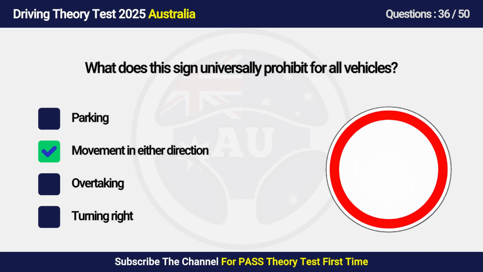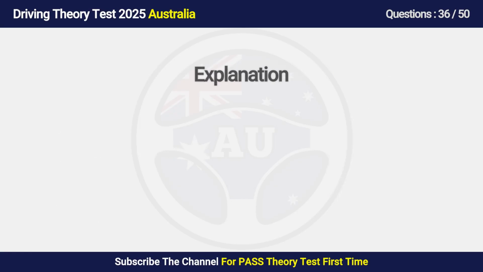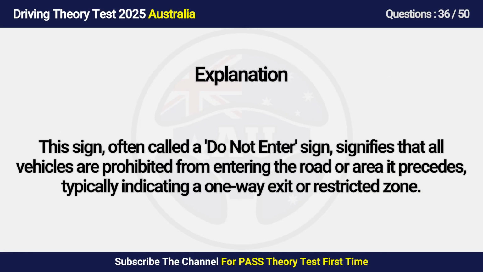Answer is B, movement in either direction. This sign, often called a do not enter sign, means that all vehicles are prohibited from entering the road or area it precedes, typically indicating a one-way exit or restricted zone.